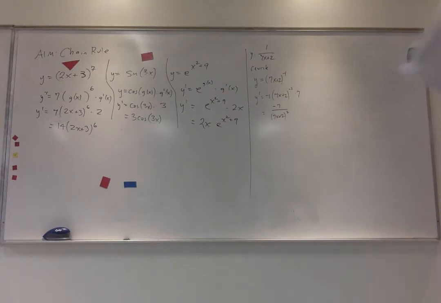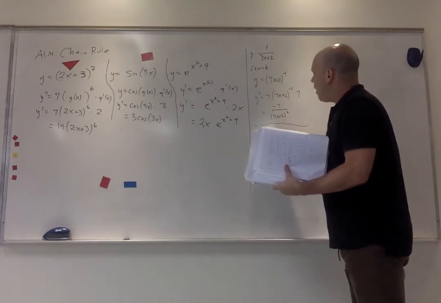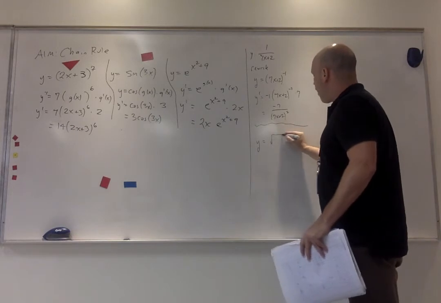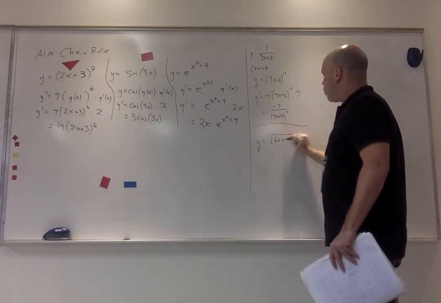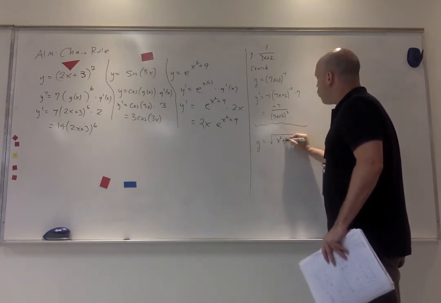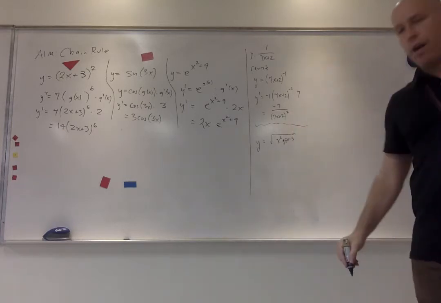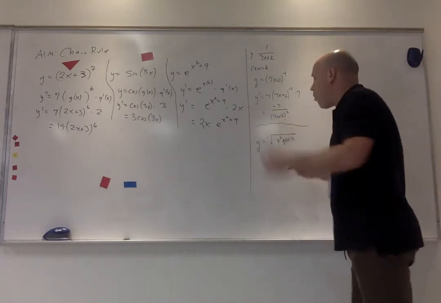How about you try this one? y equals, how about a radical, how about something interesting? How about we make it the square root of x squared plus 2x minus 5. So we have a function here. How are we going to take the derivative? Well, once again, it's just an exponent.